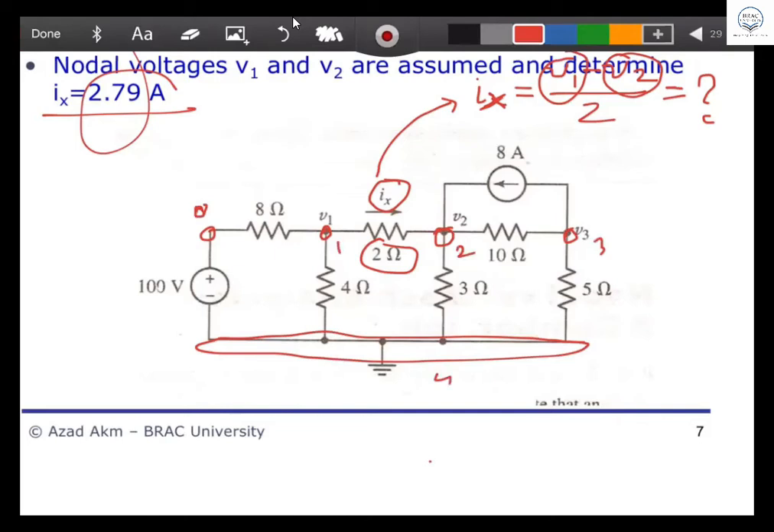Why did I write 0? Because this is B1, already given here. That's why I'm writing 0. So we have B1, B2, B3, and this is V0. You can think of it as V0, that's fine. V0, B1, B2, B3: 4 nodes, 5 nodes, and they're like that.